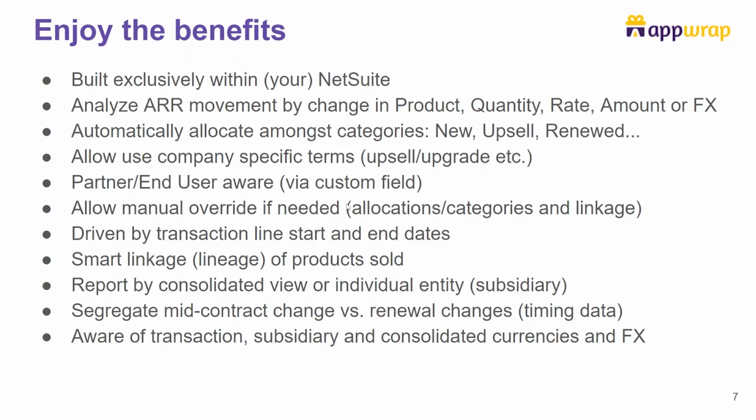The benefits, to restate: exclusively built on NetSuite, analyzes your movements of ARR based on product, category, quantity, rate, etc. R3S automatically allocates amongst the different categories, such as new, upsell, and renewal. And we allow to use company-specific terms. You could basically change upsell to expand and downgrade to decrease, or whichever you choose. We spoke briefly about the manual ability to override transactions in case you need to make any corrections.